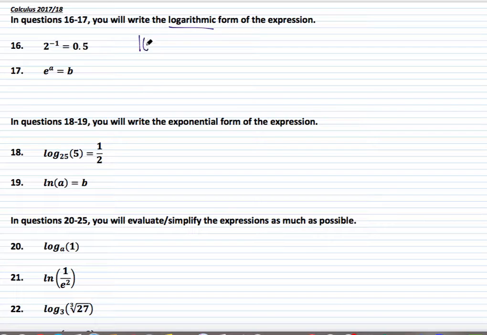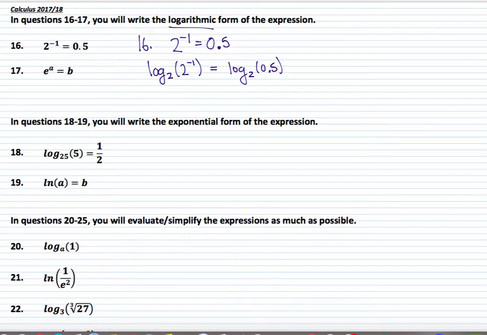So I'm going to start with question 16. I have 2 raised to the negative 1 power is equal to 0.5. So the simplest way, I believe, in order to write the logarithmic form of this is to cancel out the base here by using a logarithm of the same base. So I'm going to take the log base 2 of both sides of this expression. So I'm going to make both sides of this the argument of a log with a base of 2.